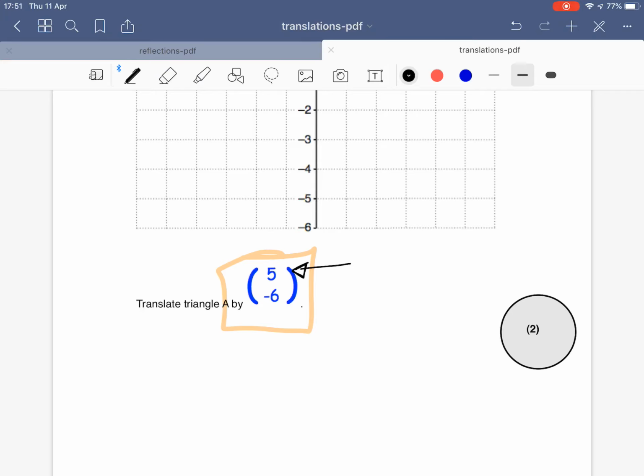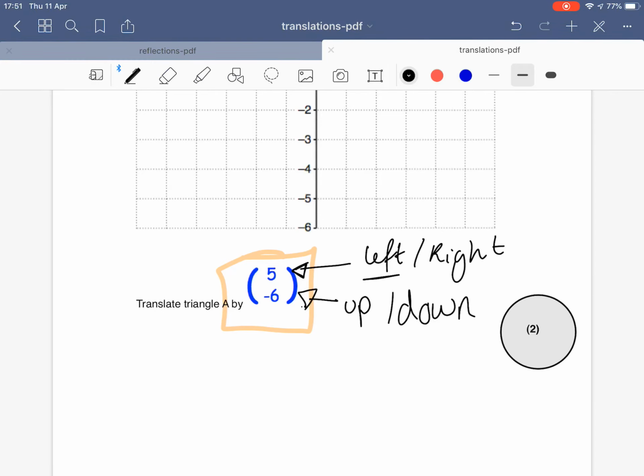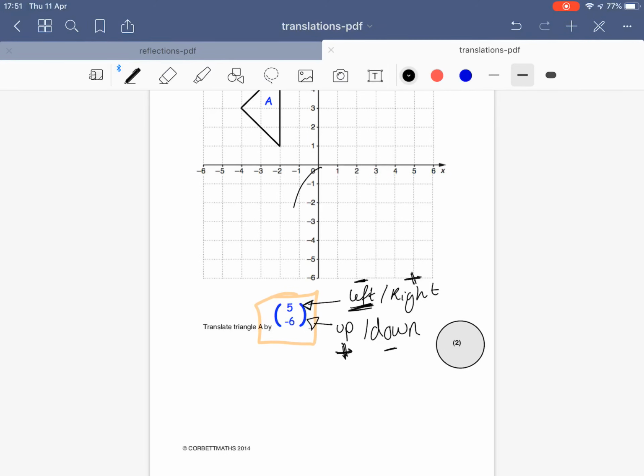Top one is if we are going left or right. And the bottom number is if we are going up or down. Okay, so left is when we have a negative number, right is if we have a positive. Up is if we have a positive, and down is if we have a negative. You can see your negative numbers are down and your negative numbers are to the left. So if you're going the negative, you're going left and down.